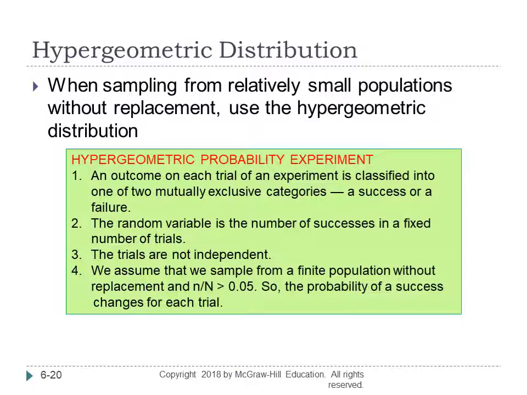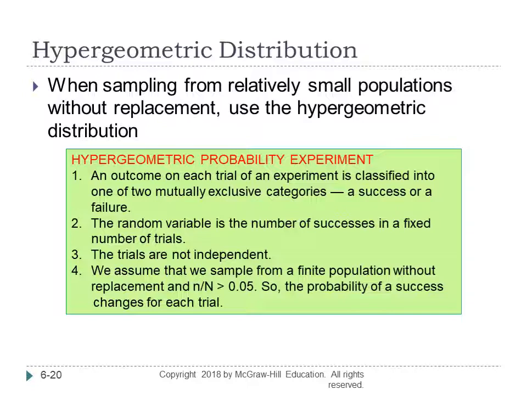The next and final distribution we'll consider in this chapter is the hypergeometric distribution. Now this distribution is also a discrete distribution. It has some of the features that the binomial distribution has, but it is a different distribution. There is an important difference, which we will see.